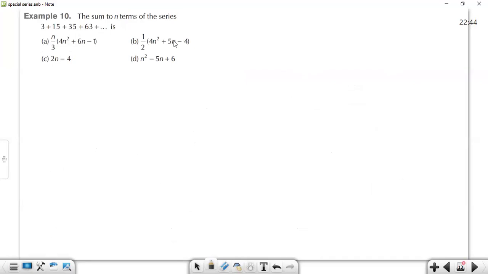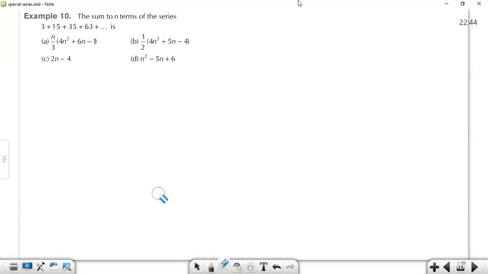Okay, let's look at an example. 3 plus 15 plus 35. The ratio is not 5. Now there is no integral ratio. There is also no integral ratio. The difference is 12, 20. So there is no common difference. Right? So this is absurd.